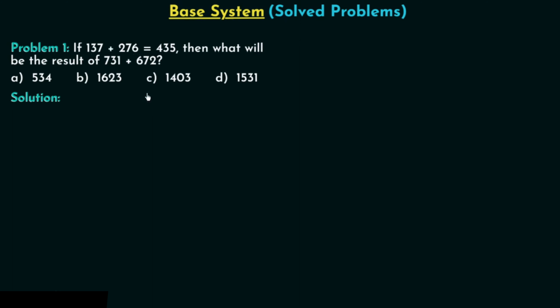And in order to find the number system, we need to find the base of the number system. So from where can we find the base of the number system? We can find the base of the number system from this first complete addition given in the problem. So let us analyze this addition. 137 added with 276 giving us 435.